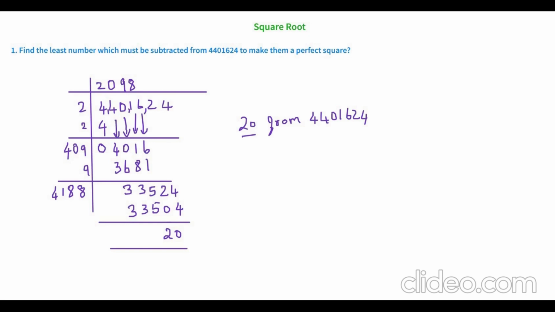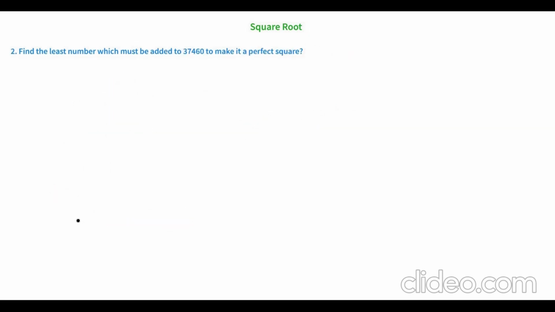So now let's see another example. So here is the second example. This is somewhat similar to the previous question. Find the least number which must be added to 37,460 to make it a perfect square. In the previous question we subtracted, and this time we add. So we will do the same method again. The same procedure, the same division, and for the last remainder, instead of writing that 20 must be subtracted, here we will write that the remainder must be added. Pretty easy. So let's start solving this in the long division method.